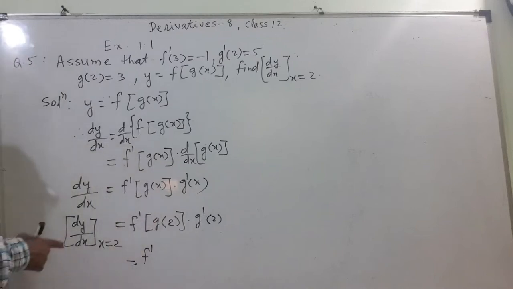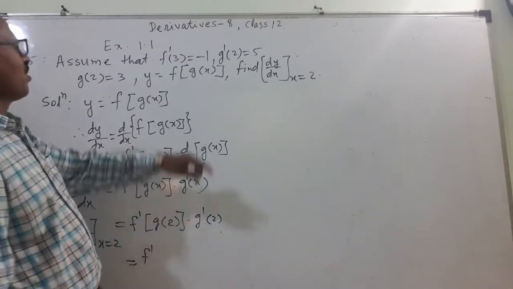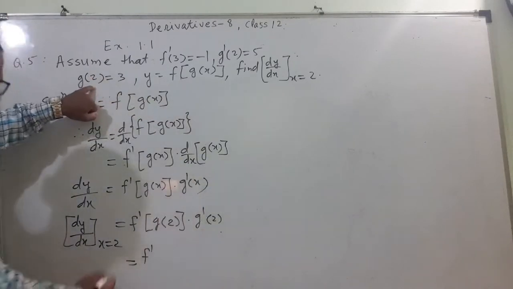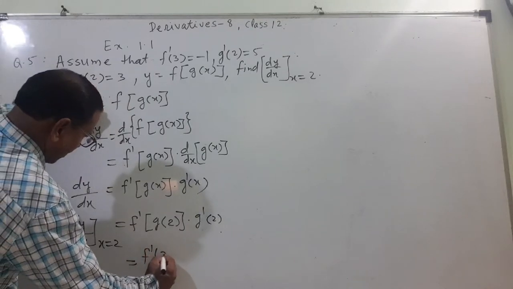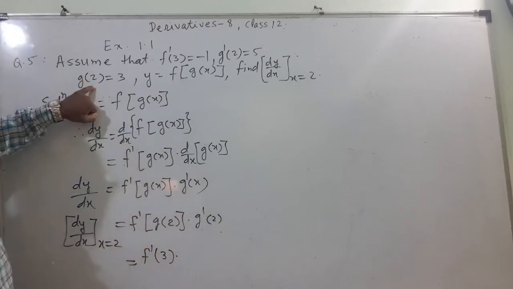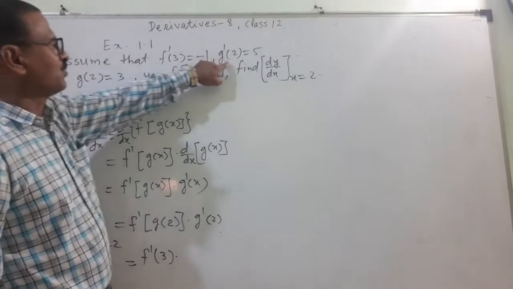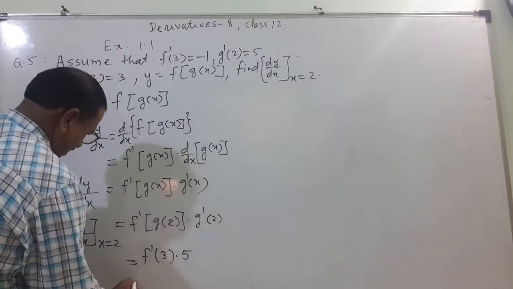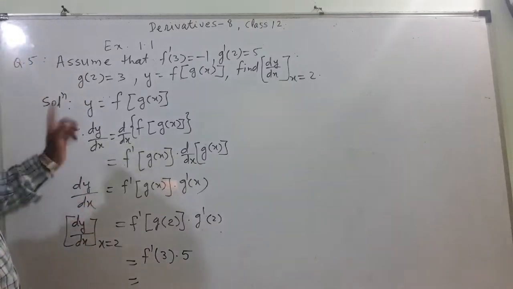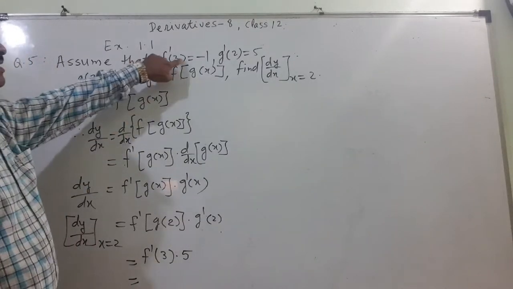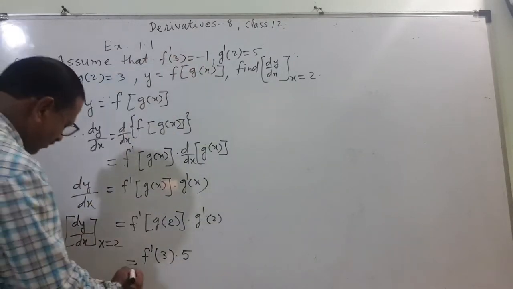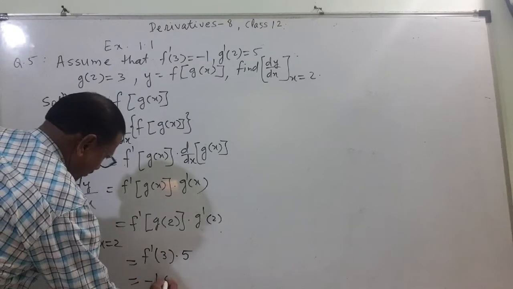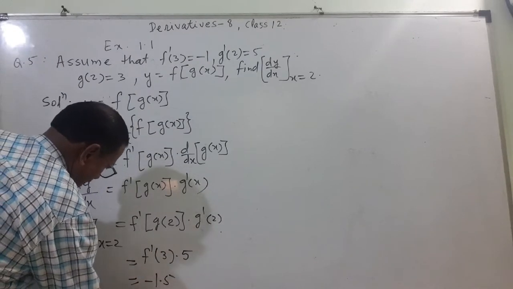That is equal to f dash of g of 2. What is the value of g of 2? g of 2 is 3, so here I will write f dash of 3 into g dash of 2. g dash of 2 is 5. Now f dash of 3, what is the value of f dash of 3? It is minus 1. Minus 1 into 5 is equal to minus 5.